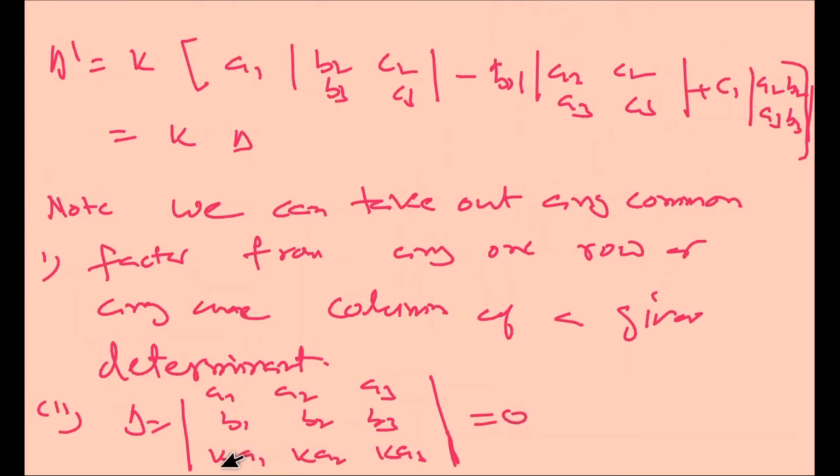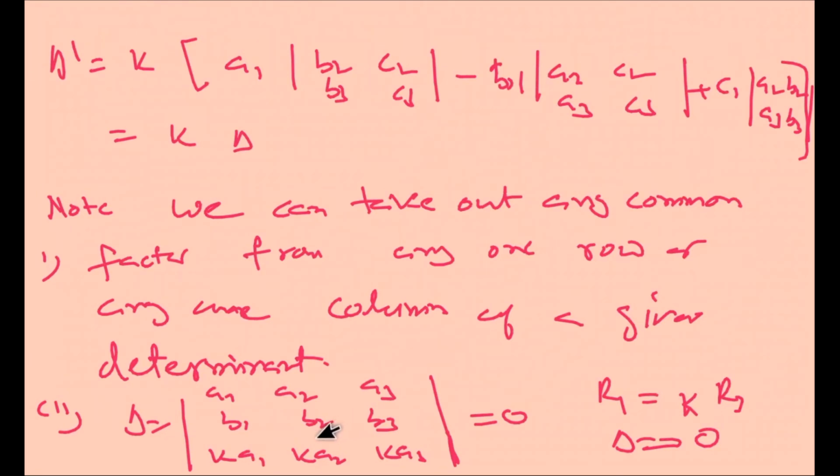Why? Because when we take the k common, R1 is identical to R3. So if R1 is a multiple of R3, it means delta equal to 0. If the value of k is 1, then they are identical. So if we take the k common, then they are identical, so we can use it directly. If this is the ratio we find, then the value of the determinant will be 0.